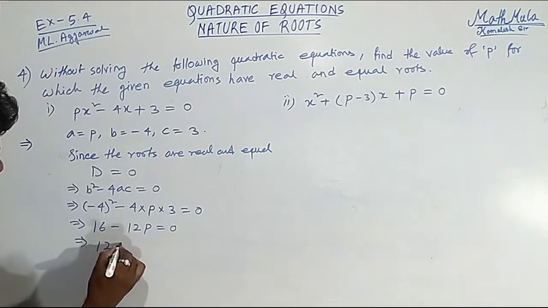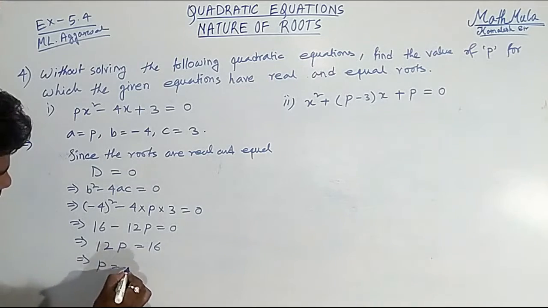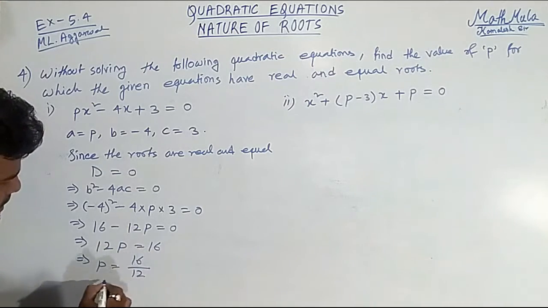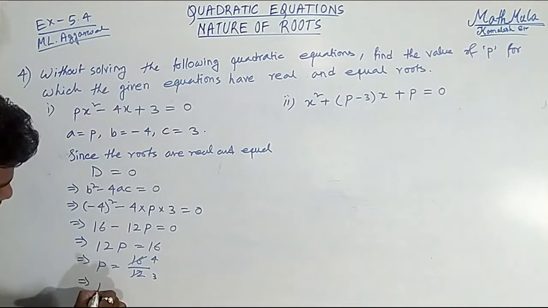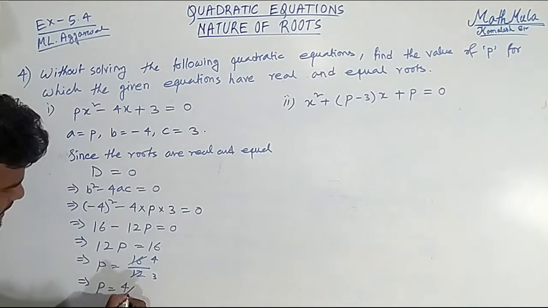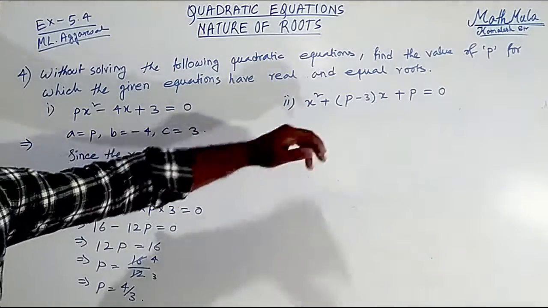That is 12p is equal to 16. That is p is equal to 16 by 12. Now we cancel this by 4. This is 4 and this is 3. That implies p equals 4 by 3. So the value of p is equal to 4 by 3. That's it. Now for the second equation.